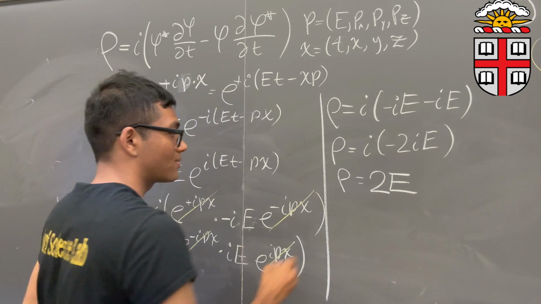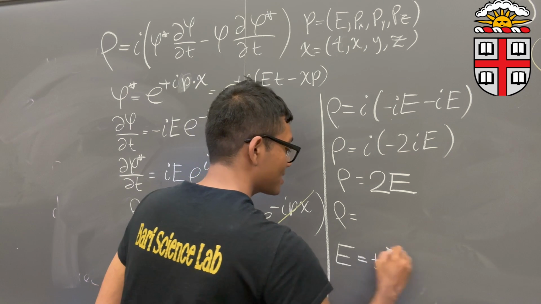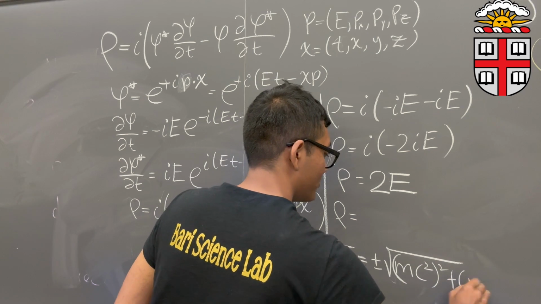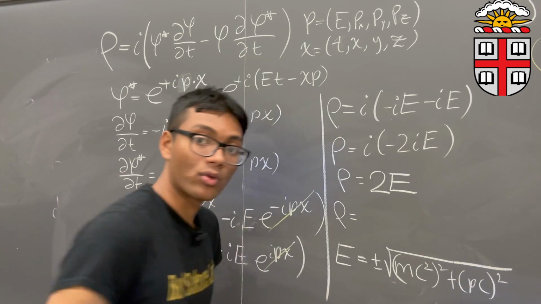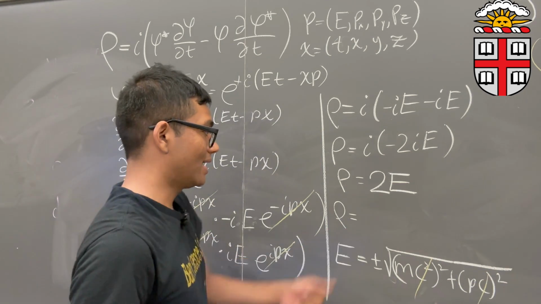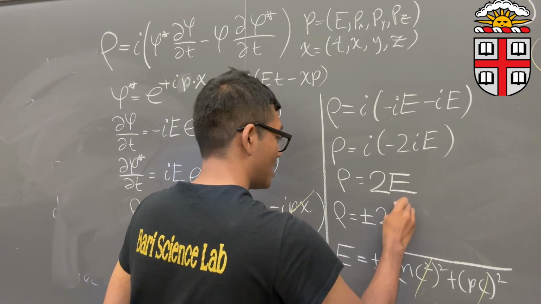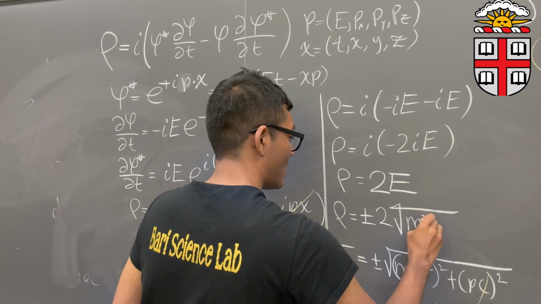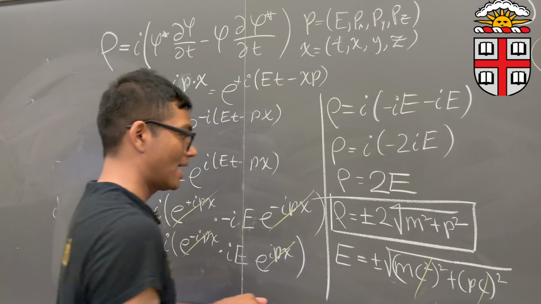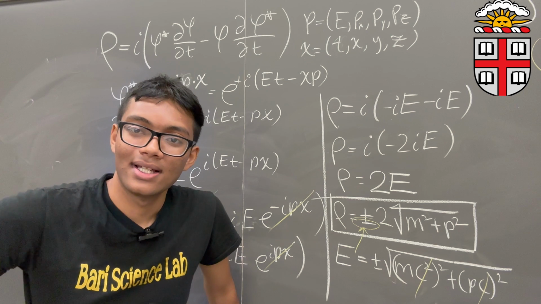But via Einstein's dispersion relation, E is equal to plus or minus the square root of (mc squared) squared plus (pc) squared. If we're working in natural units, of course, these c's go away. So that means for our probability density, we have plus or minus 2 times the square root of m squared plus p squared. And there you go, ladies and gentlemen, that shows how the Klein-Gordon equation results in a negative probability density. That's it for today.